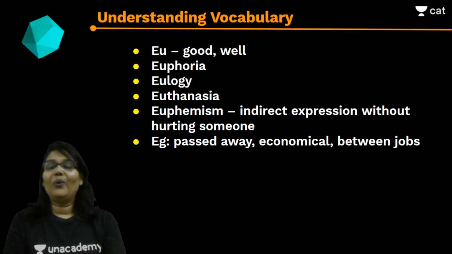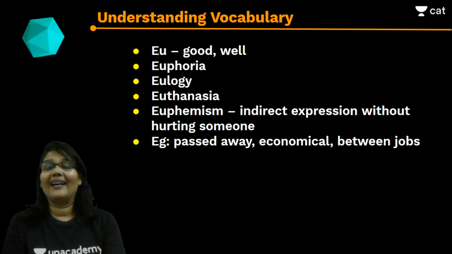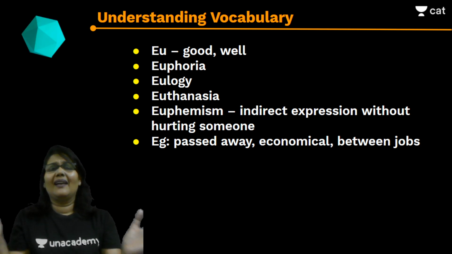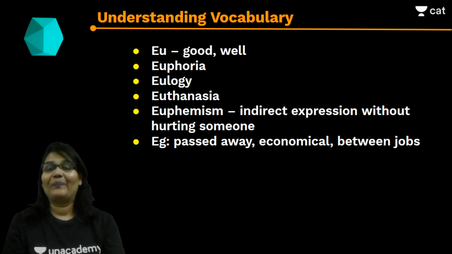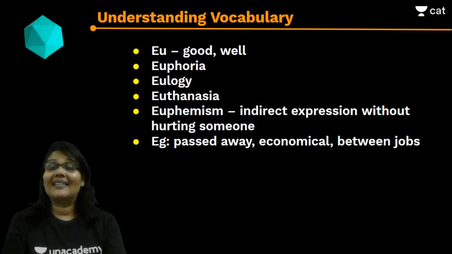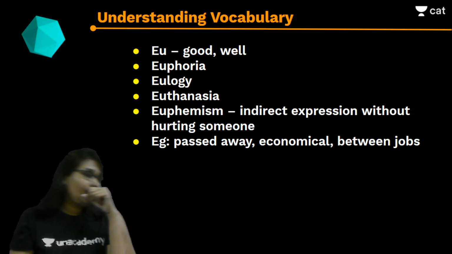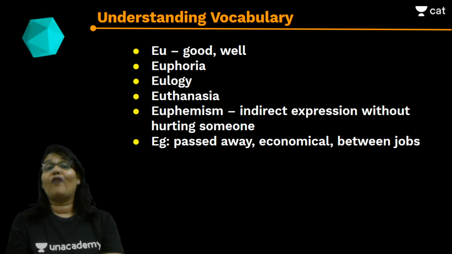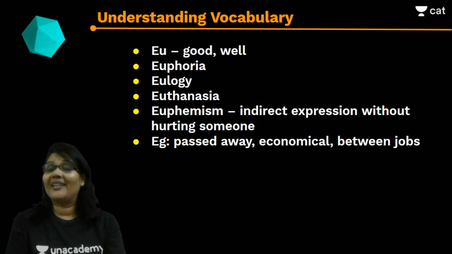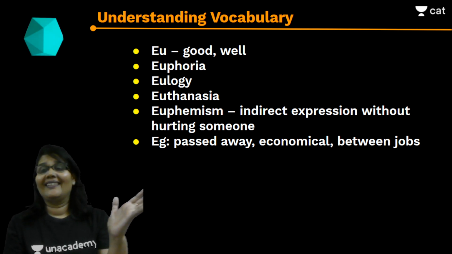EU. This root word means good or well. Let's look at the words. Euphoria. What is euphoria? Euphoria means extreme happiness. Guys, for example, suppose you have cracked a CAT. Then what happens? You pass the CAT exam, that is, you are in a state of extreme happiness, isn't it? Other synonyms for euphoria can be ecstasy, elation, bliss. That is, बहुत खुशी, meaning you are overjoyed, right?